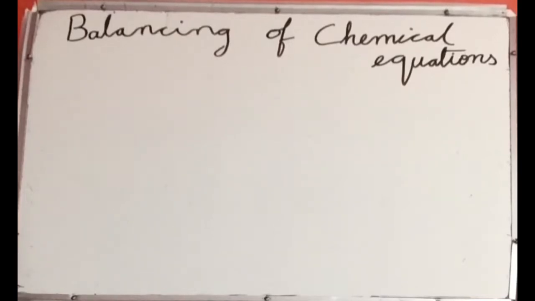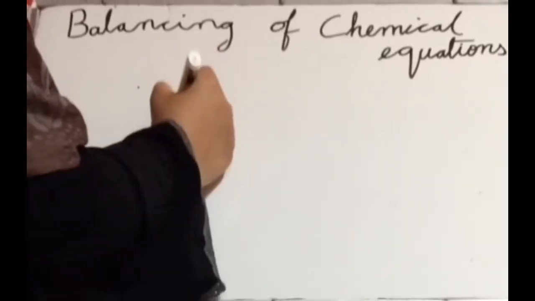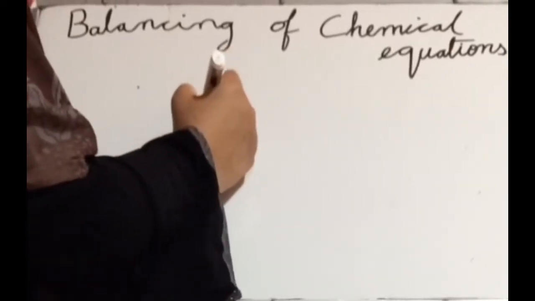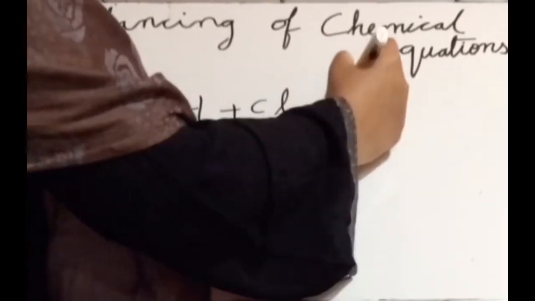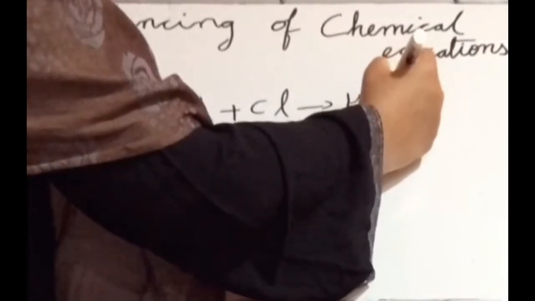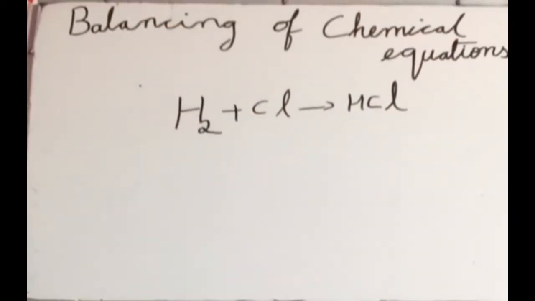Children, today let's learn balancing of chemical equations. How to balance a chemical equation. It's very simple. Let us write the equation. Take this example: hydrogen plus chlorine gives HCl. So hydrogen plus chlorine giving HCl. How will you balance this equation?